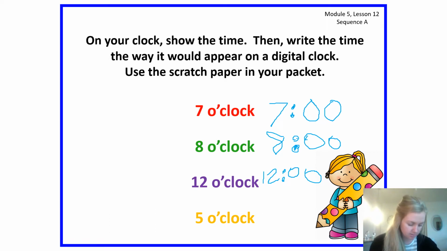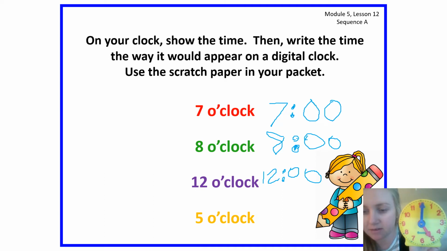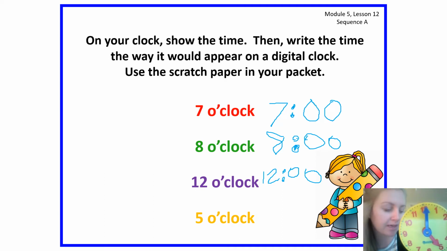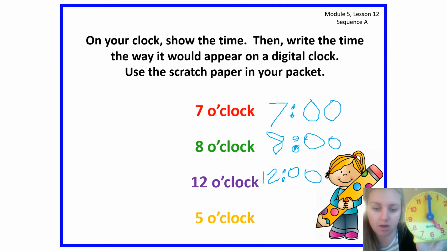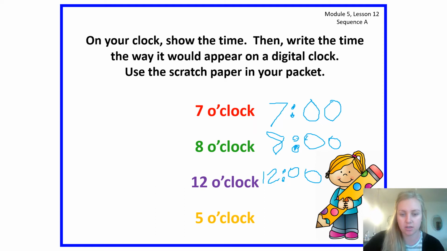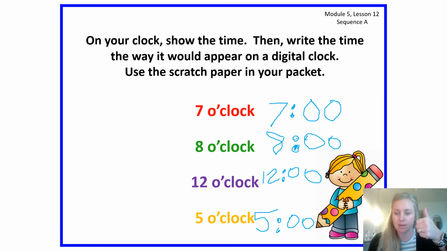Last time. Show me 5 o'clock on your clock and write it digitally on your scratch paper. You have 10 seconds. 3, 2, 1. If you have 5 o'clock, the hour hand should be pointing to the 5. The minute hand should be pointing up at the 12 for 5 o'clock. And if you write that digitally, it should look like this. Thumbs up if you got it.